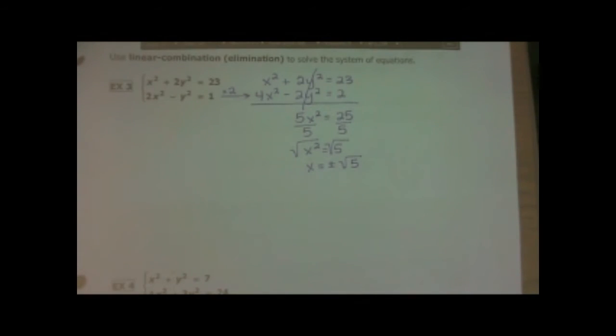Now let's take a second and we'll go ahead and graph this so we can see what we're even looking at. So first of all, we have x squared plus 2y squared equals 23, which gives us a nice ellipse. And then we've got 2x squared minus y squared equals 1. And that gave us a hyperbola. So we have an ellipse and a hyperbola. And if you notice, we've got 4 points of intersection here. So I'm going to try and highlight them all.